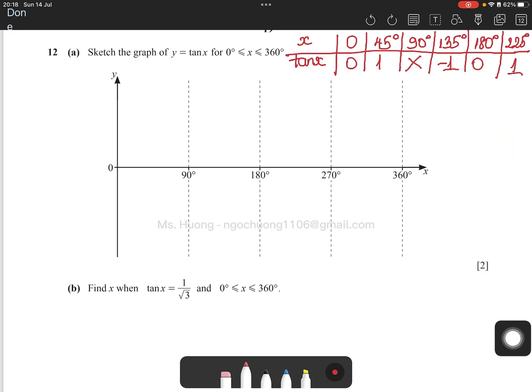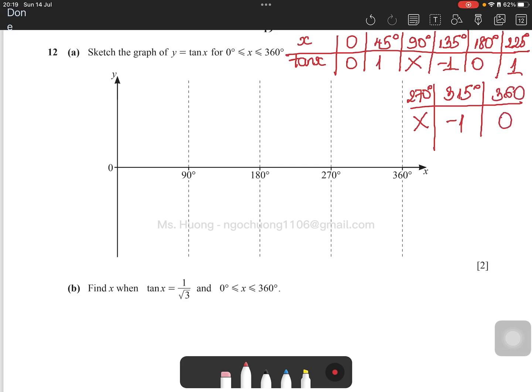Similarly, when x equals 270 degrees, then tan of x is undefined. When x equals 315 degrees, then tan of x is negative 1. Finally, when x equals 360 degrees, tan of x is 0.